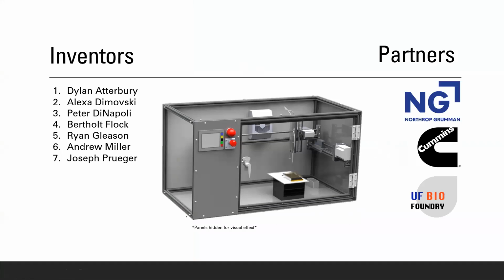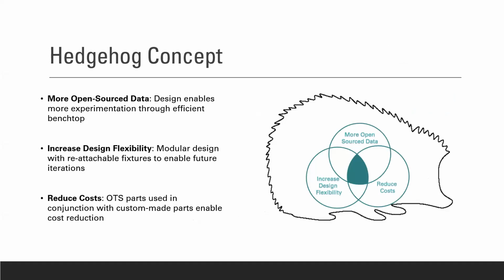Here's an initial rendering of our final design. I'll go over each specific component later on in the presentation. So our Hedgehog concept mainly focuses on three things: creating more open source data through the experimentation and more efficient benchtop footprint that we have in our design, our increased design flexibility, including modular design with reattachable fixtures to enable future iterations of the design, or if you need to add anything new to it, you can. And using OTS parts in conjunction with custom-made parts will help enable cost reduction in our design.